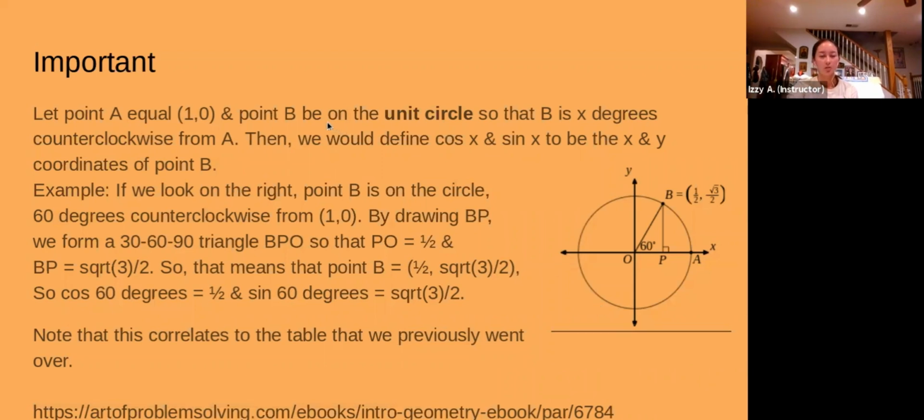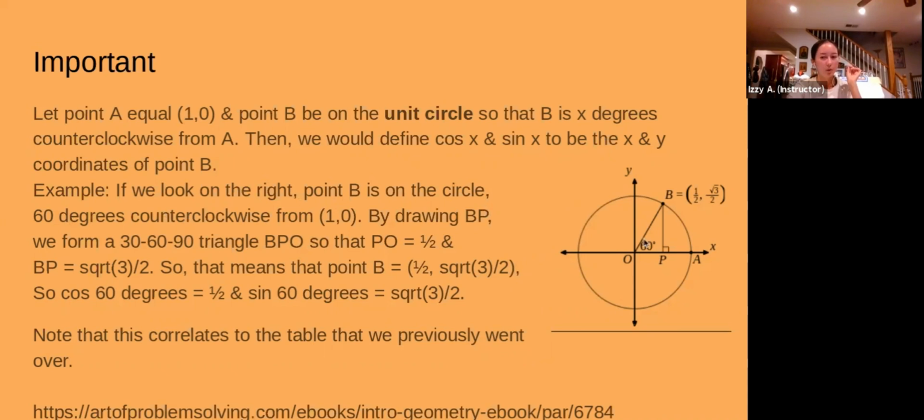But to keep going with the example, we're going to let point B be on the unit circle so that B is x degrees counterclockwise from A. Then we would define cosine x and sine x to be the x and y coordinate values of point B. So when we're dealing with the unit circle, the points on the unit circle are always going to be cosine x and sine x. And cosine is always going to be the x coordinate, or x value, and sine of x is always going to be the y value.